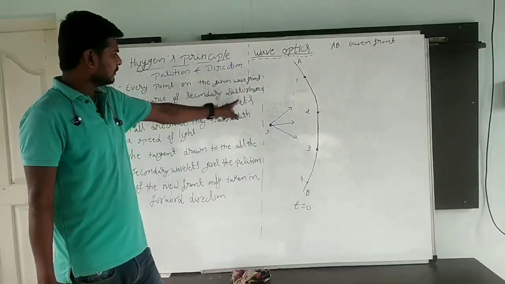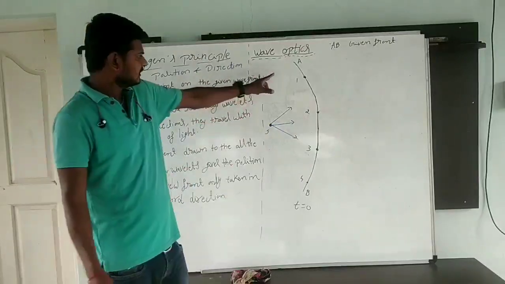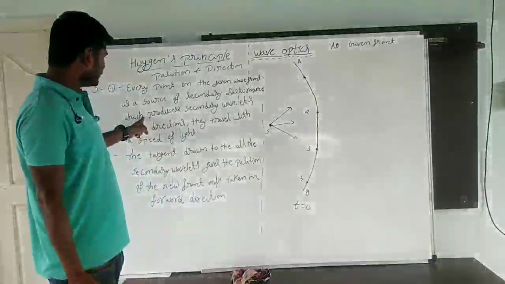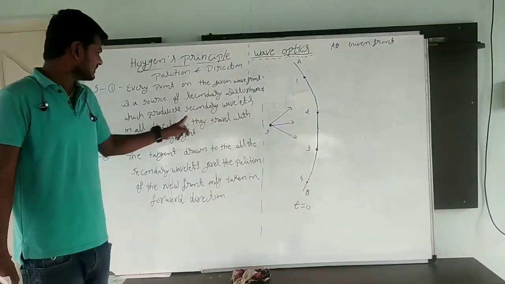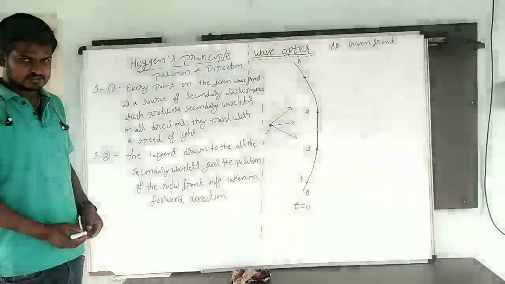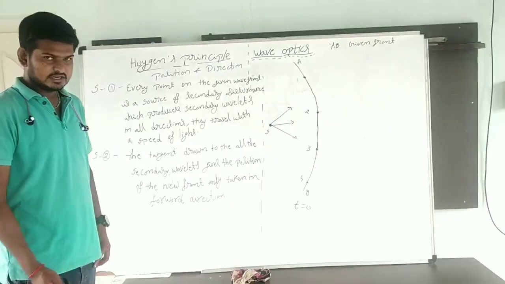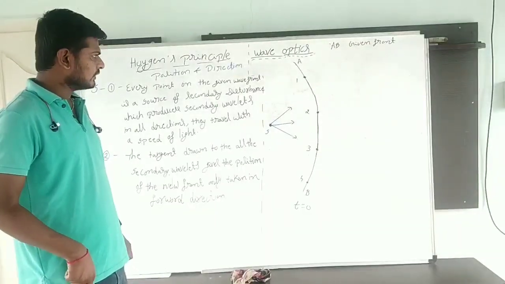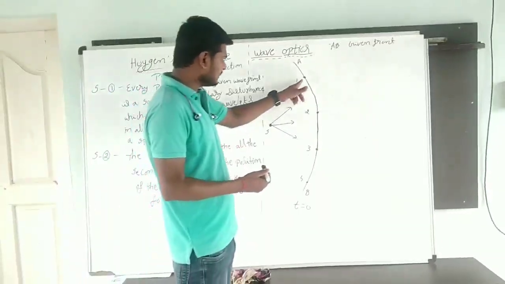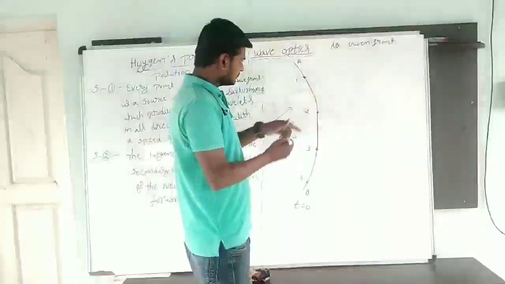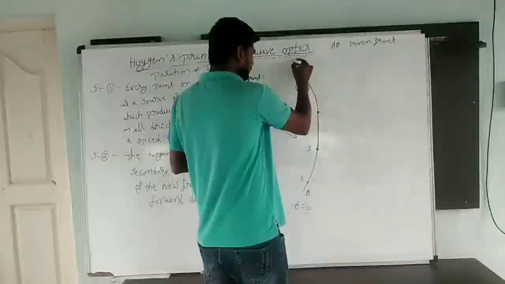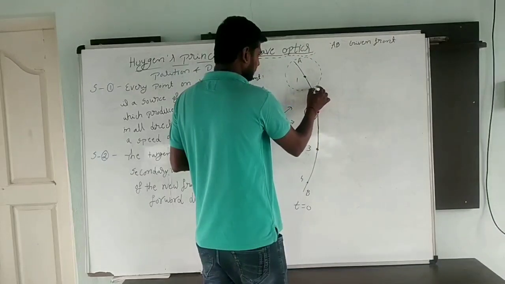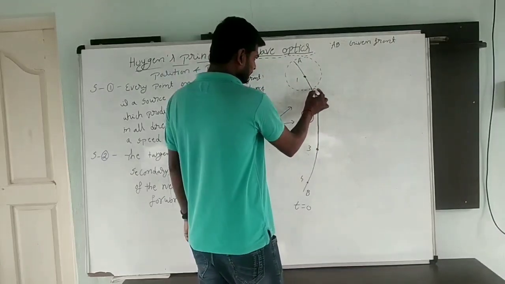Every point of the given wavefront is a source of secondary disturbance, which produces secondary wavelets in all directions. See, this one is a point source. It is going to produce one spectrum; this will be one point source.